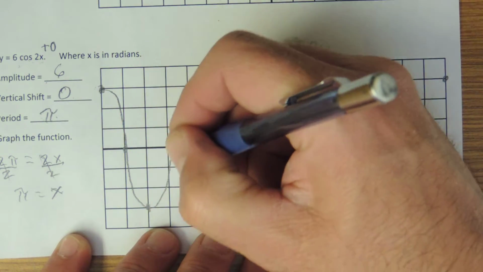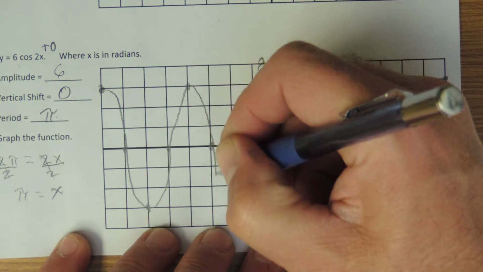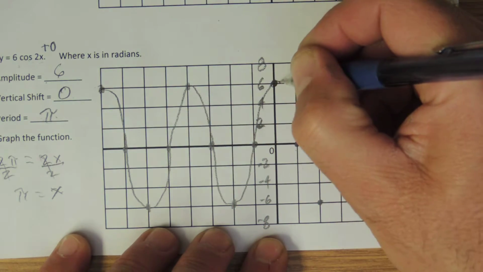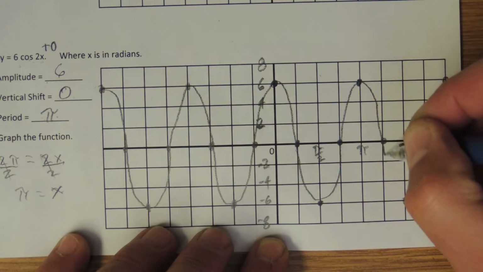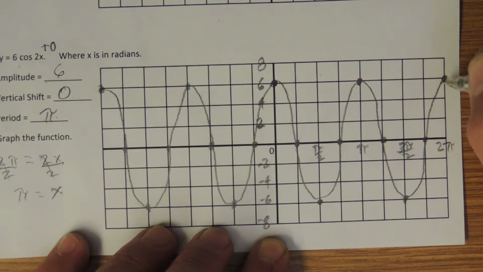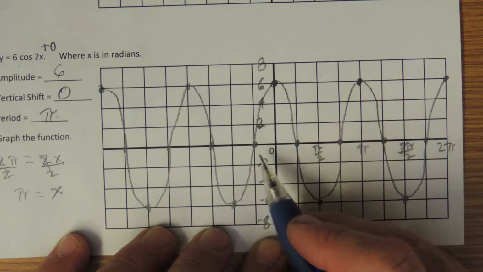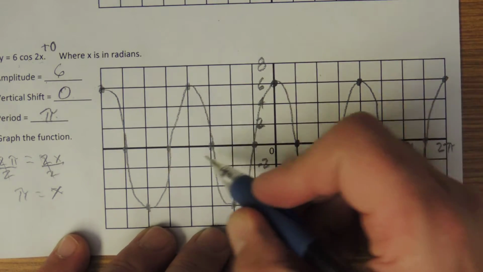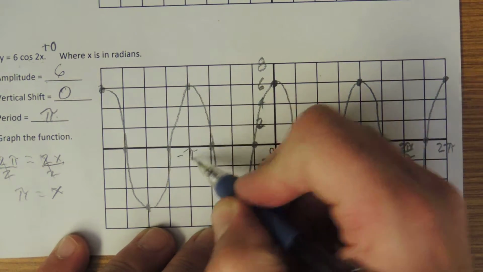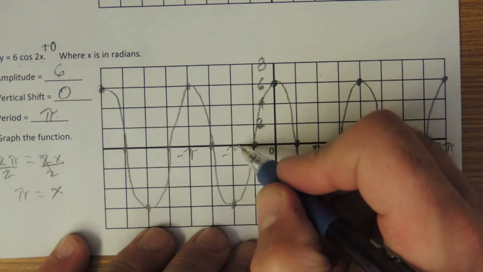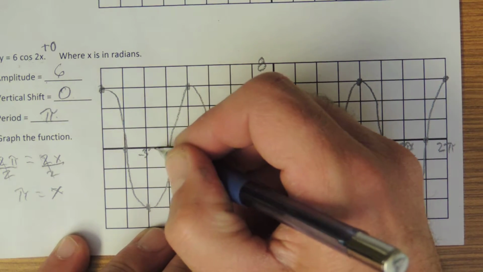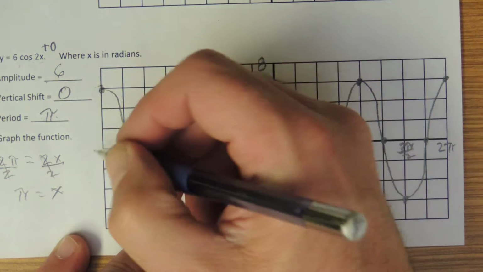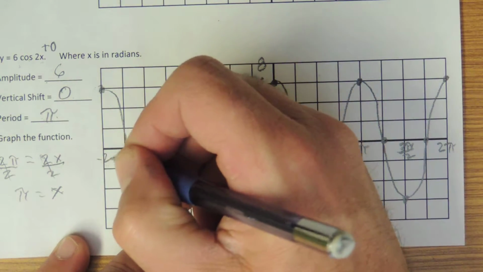And roughly sketch in the graph. And I'll finish filling out my negative pi over 2, -3 pi over 2, -2 pi.